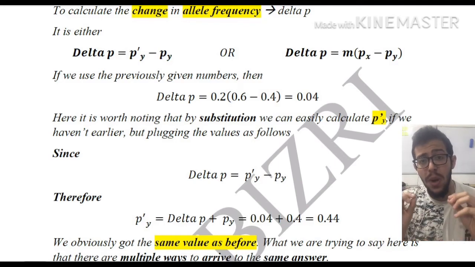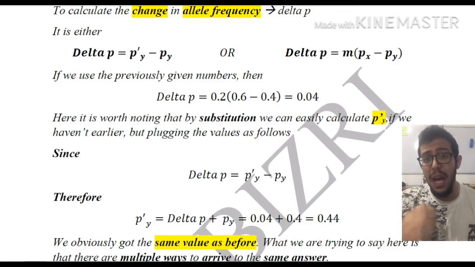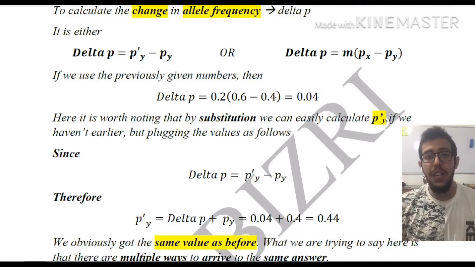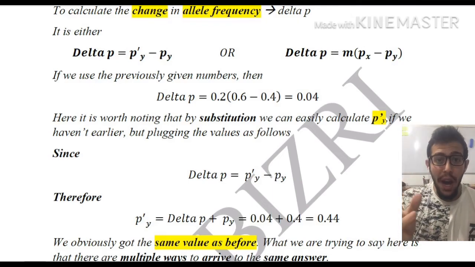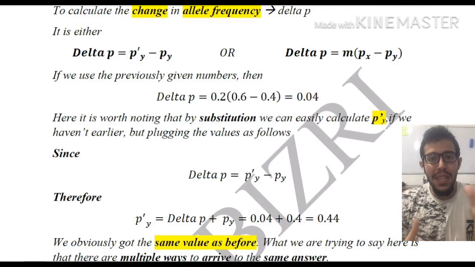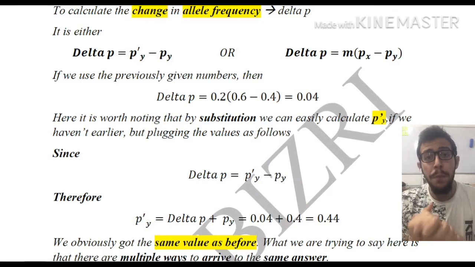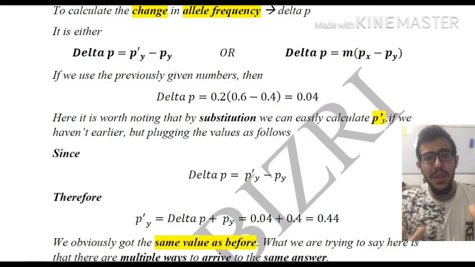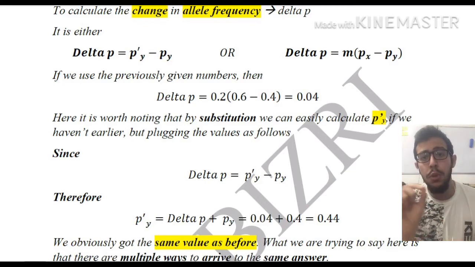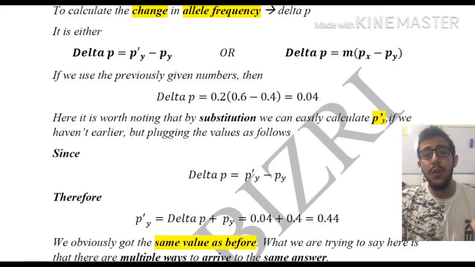Let me repeat it. It's quite difficult. However, it gets quite easy with practice. So what I'm trying to say here is that, first of all, we have a migrant population that is moving to a recipient population. Allele frequency in X is different than the allele frequency in Y. So when they breed, when these migrants enter into the new population, what is happening is that the allele frequency of a particular allele, which we're going to be referring to as X here, is going to be changing.